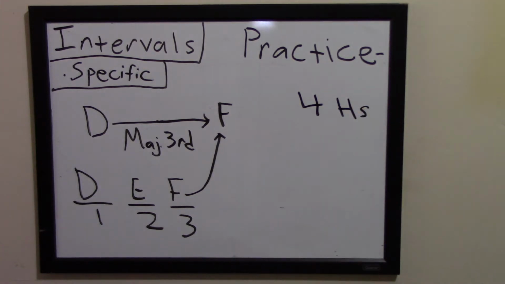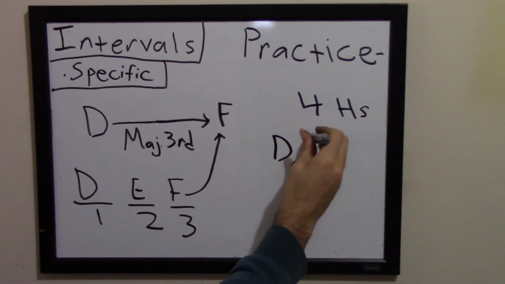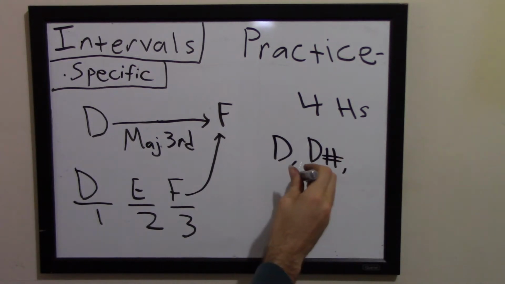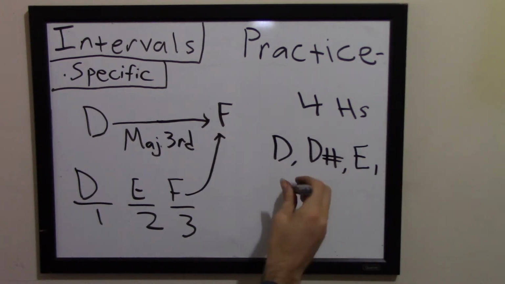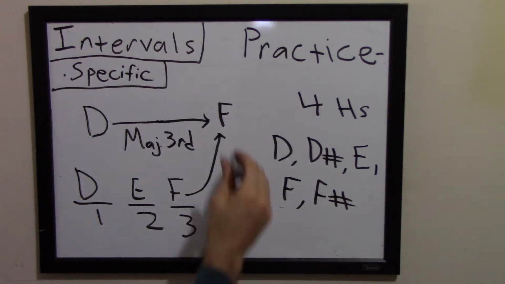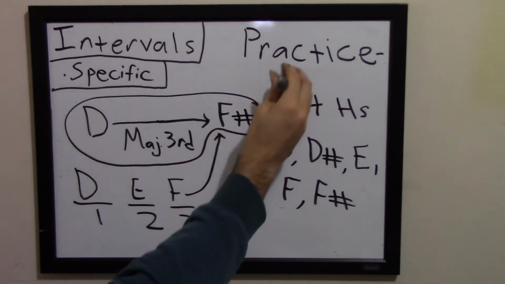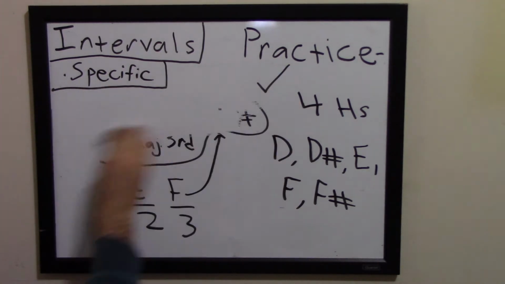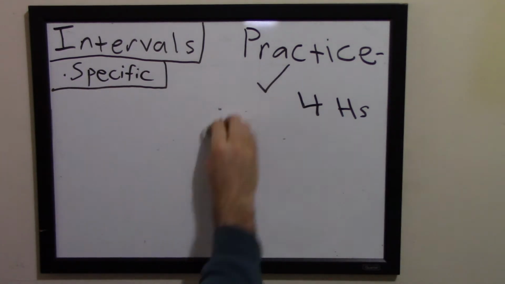There were 4. So let's count up. From D to D sharp is 1. From D sharp to E is 2. From E to F is 3. From F to F sharp is 4. So from D to F sharp, that is a major third, and that's how this works. So now, if you're ready, let's move on to the other types of intervals.